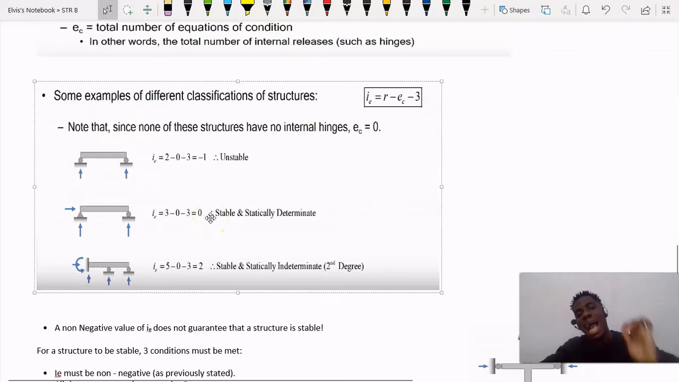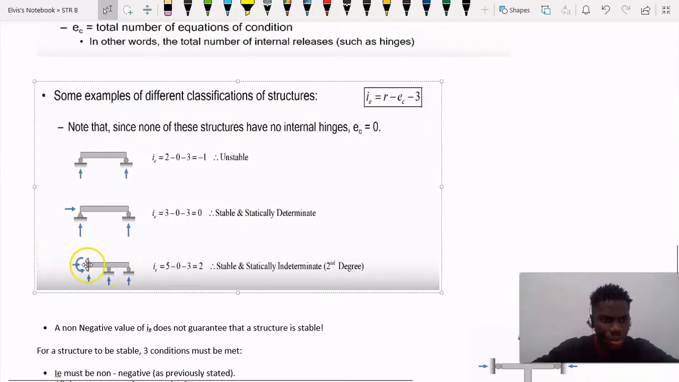Now, guys, because I sub E is equal to 0, this is going to be a stable and statically determinate structure. Okay, guys? This is what we structural engineers always need. We always need our structure to be stable and statically determinate.